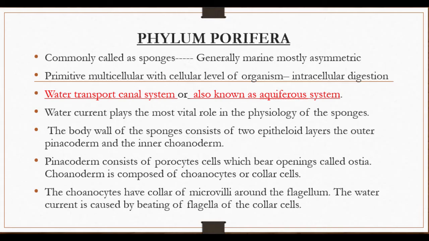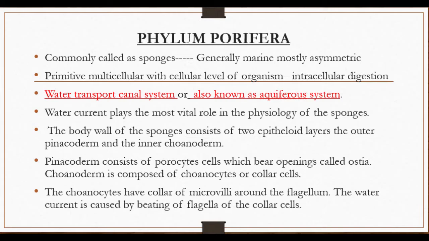Second point is that they are primitive multicellular animals with a cellular level of organization. That is, they have a cellular level of organization, but they are multicellular. They have a cluster of cells. They have intracellular digestion, that is, the digestion is inside the cell itself. Third point is they have a water transport canal system, which is also known as the aquiferous system.